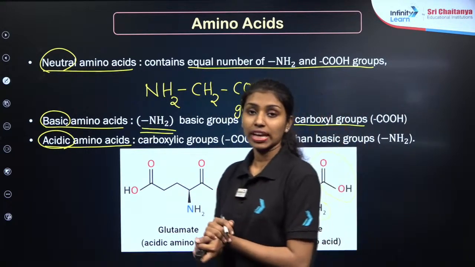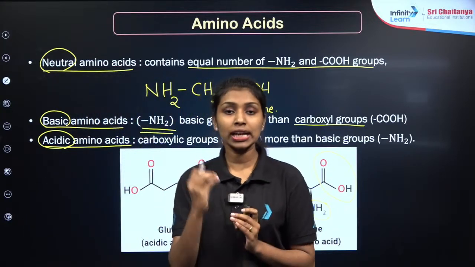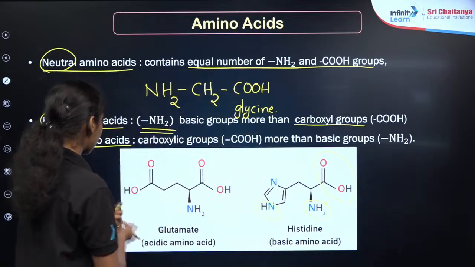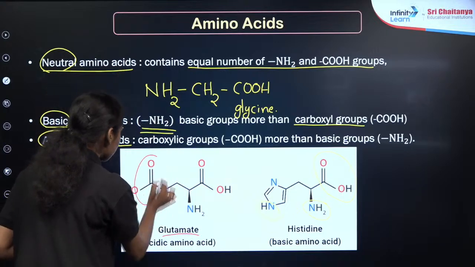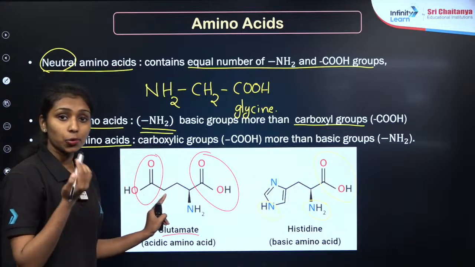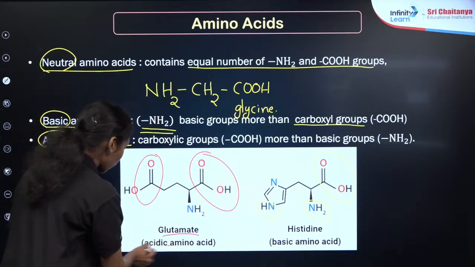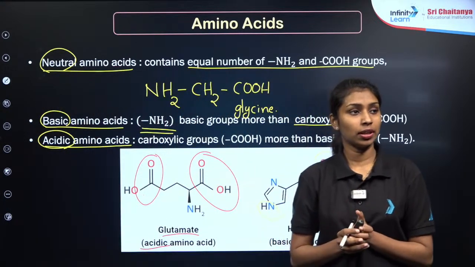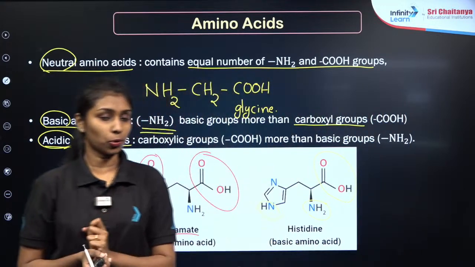Similarly, there is another classification, that is the acidic amino acids, which means that the number of COOH groups, or carboxylic acid groups, is more as compared to the amino group or NH2 group. For example, glutamate, this is the structure of glutamate. As you can see here, this is one COOH group, this is another COOH group. So the number of carboxylic acid groups is more as compared to the amino group in the case of glutamate, so I can classify it as an acidic amino acid. Is the thing clear? How we are classifying the amino acids based on the number of amino groups and carboxylic acid groups.